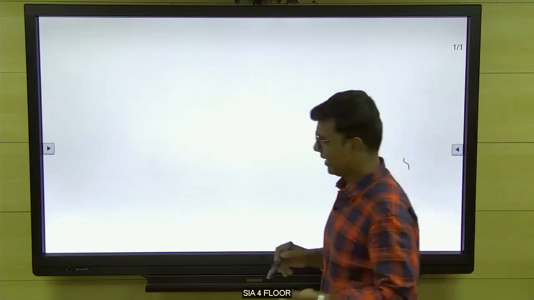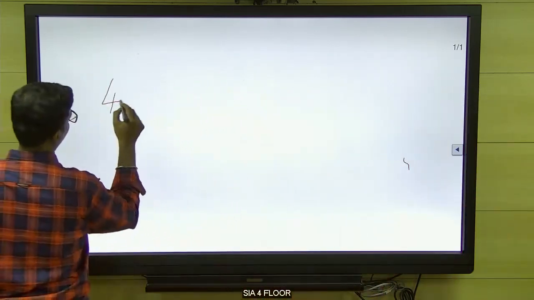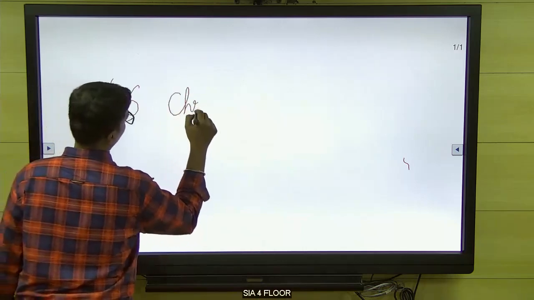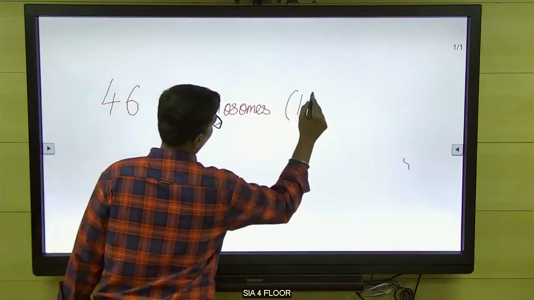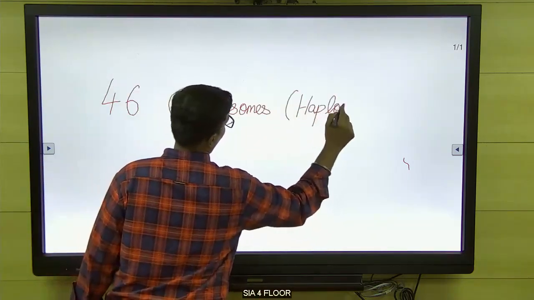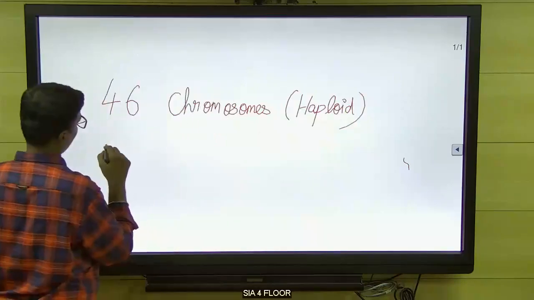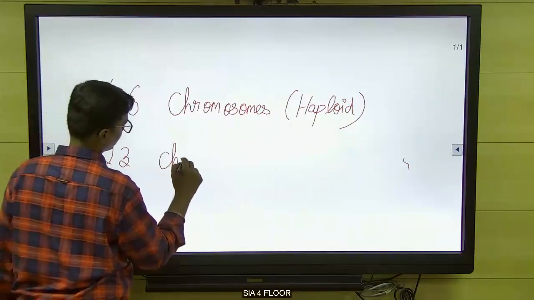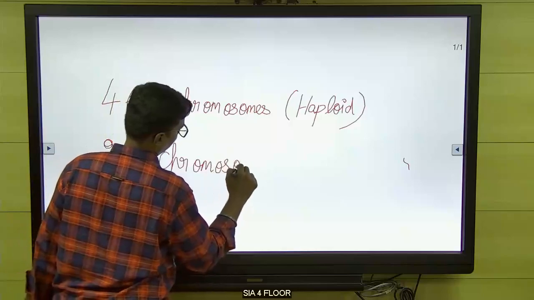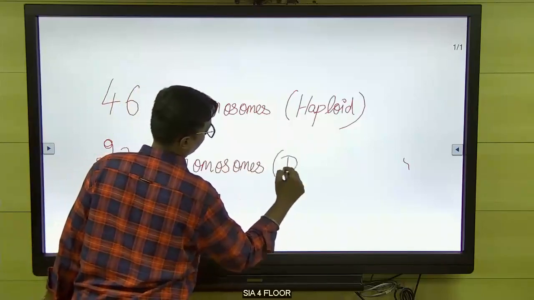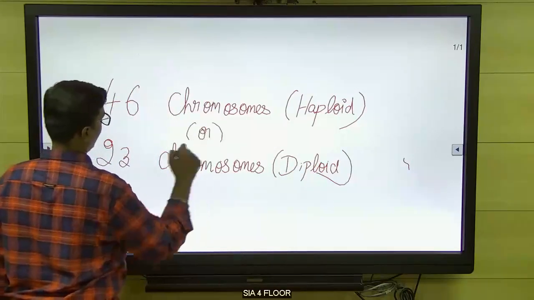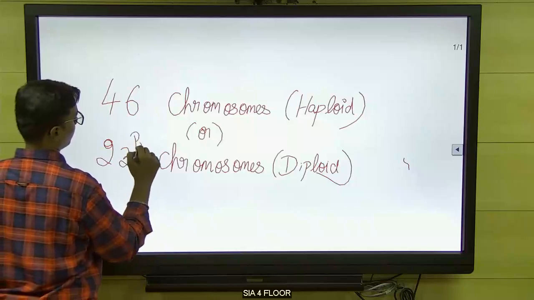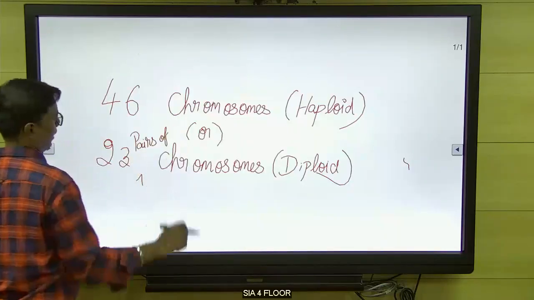So 23 or 46? 23 pairs, exactly. So 23 pairs or 46 chromosomes. You can say it is 46 chromosomes, that is diploid, or we can say 23 chromosomes, that is haploid. We're going to talk in case of diploid. Good. So both are the same. Either you have to say 23 pairs of chromosomes, or you have to say there are 46 chromosomes.